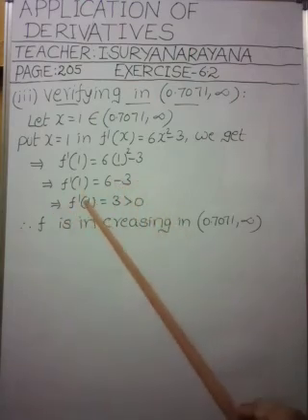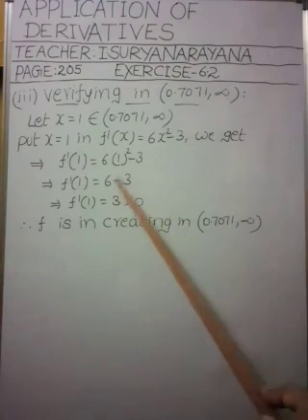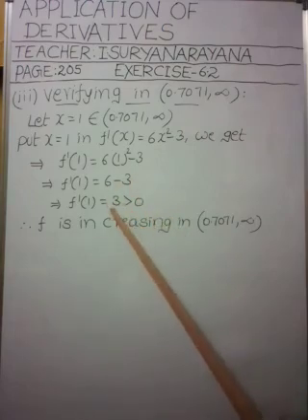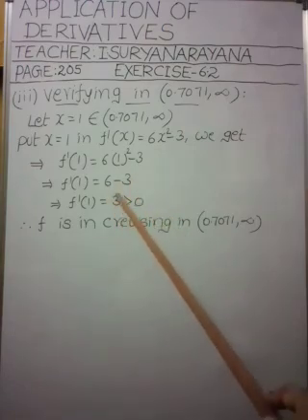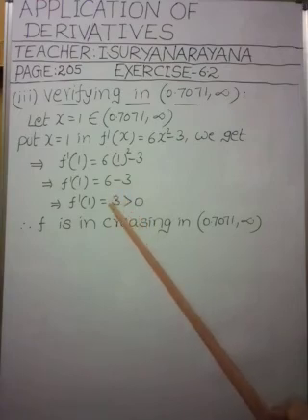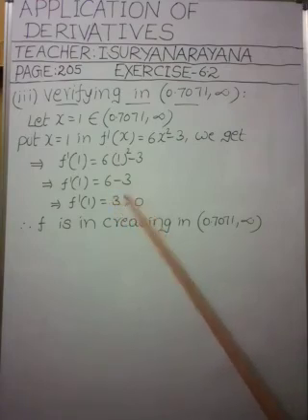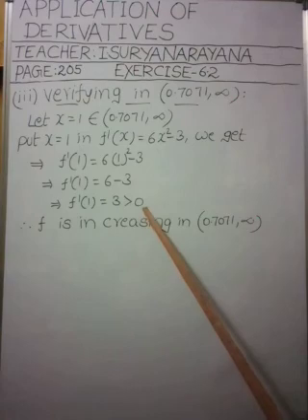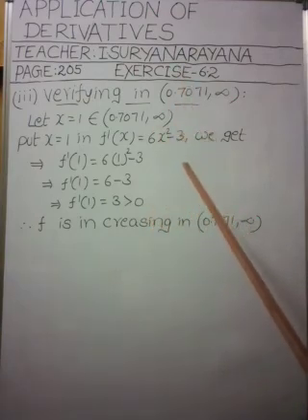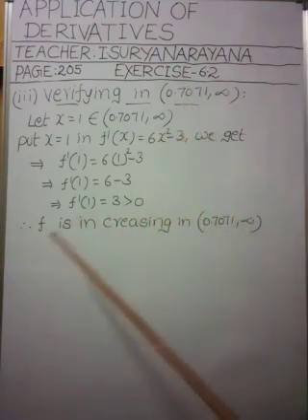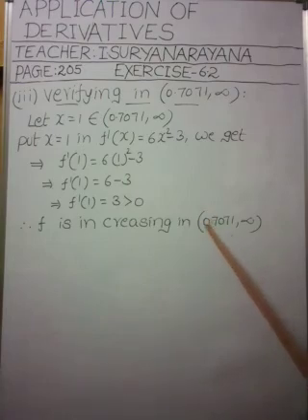This implies f dash of 1 is equal to, what will you get? 6 minus 3? 3. Is it a positive number or negative number, my children? Yes, it is a positive number, means greater than 0. We got here f dash of 1 is greater than 0. Then what will you say about f? F is increasing in the open interval 0.7071, infinity.